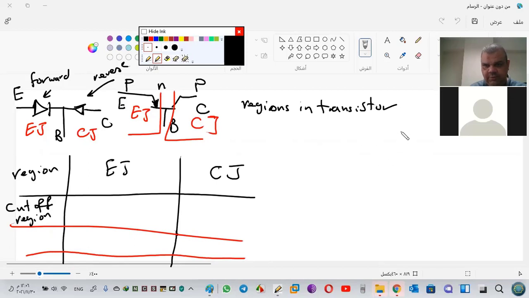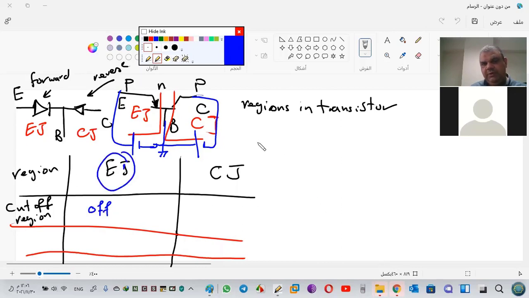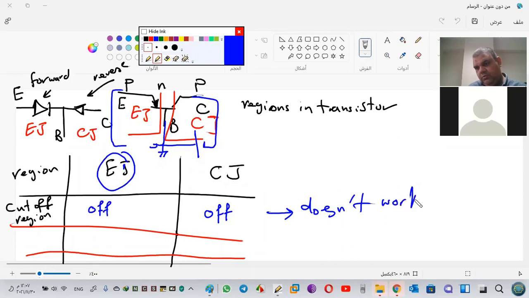In the cut-off region, if you remember, here we have a power and here you have a power. The emitter junction is off, that means this one is open. No battery. So if this one is off, that means this one is off, and the transistor doesn't work. So off, off.